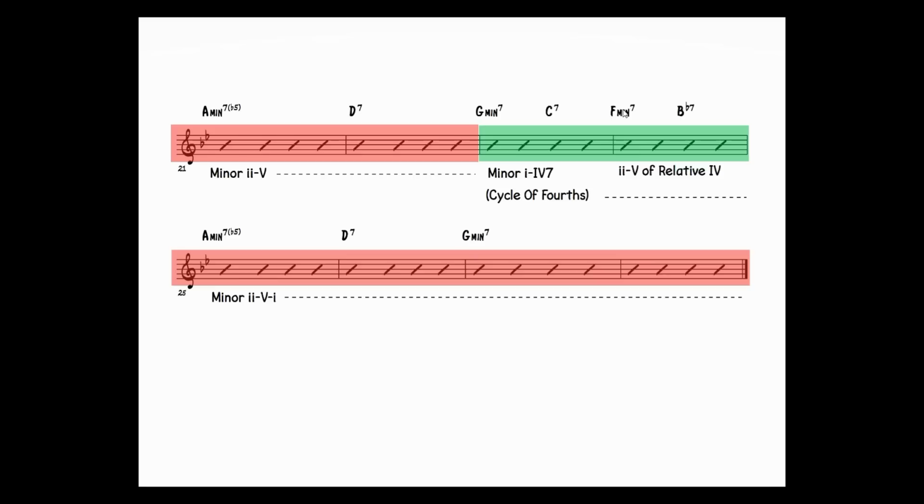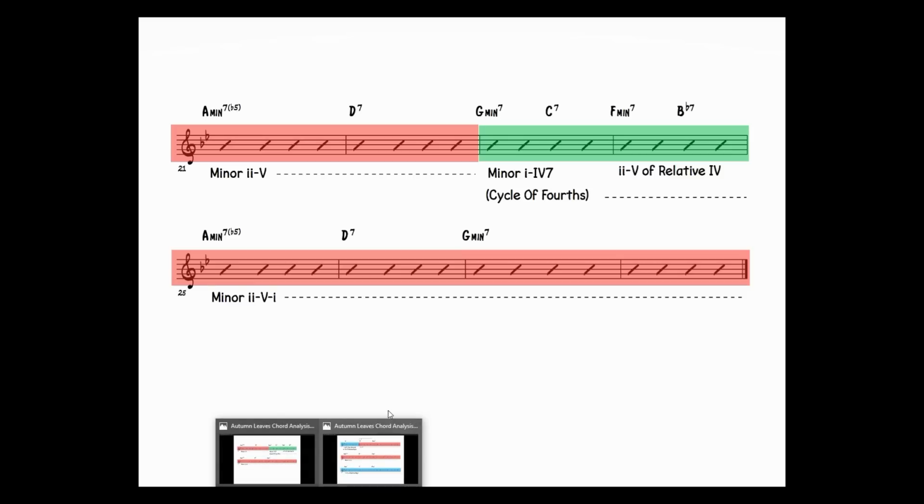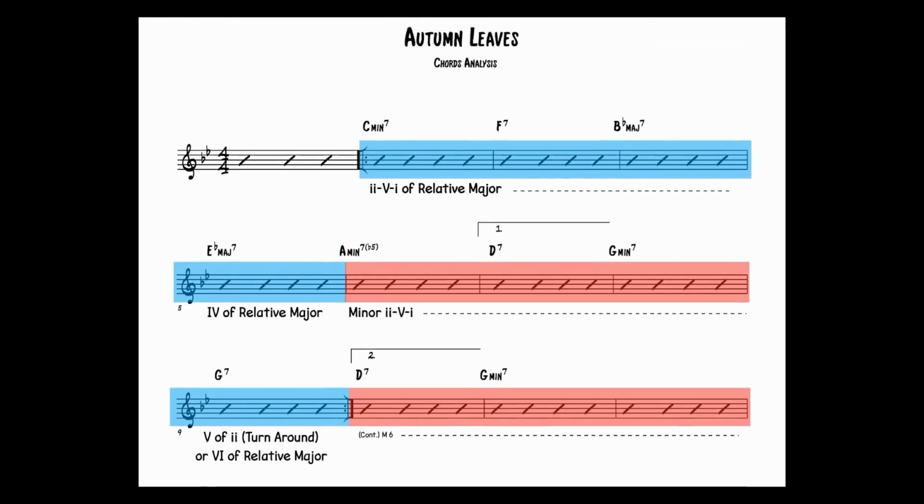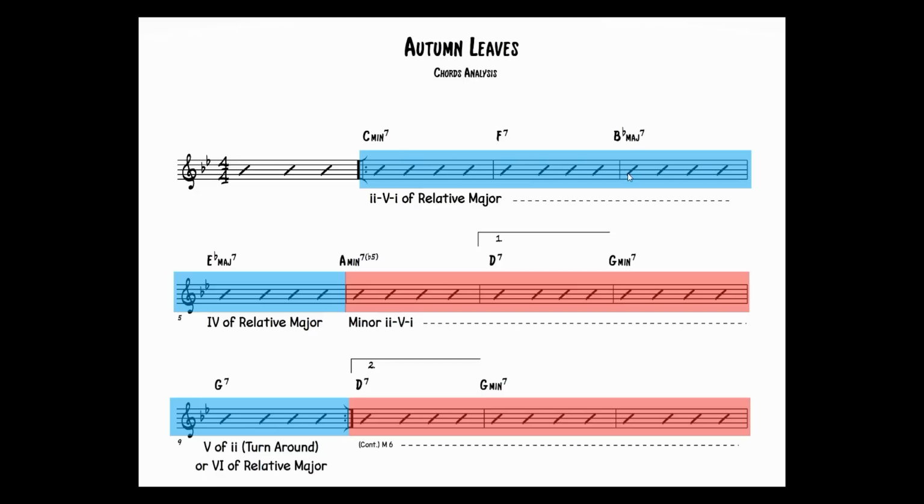Okay, so it's pretty straightforward. This entire song is pretty straightforward. The most important thing is to understand that relative major and the relative minor. That G minor 7's relative major is B flat 7. Let's go back to the first page here. And we're starting here on this relative major and then moving into the minor.